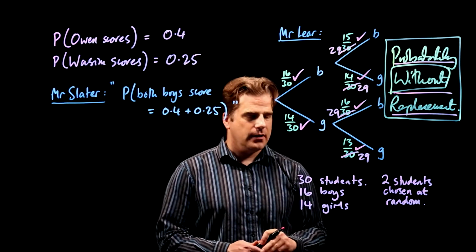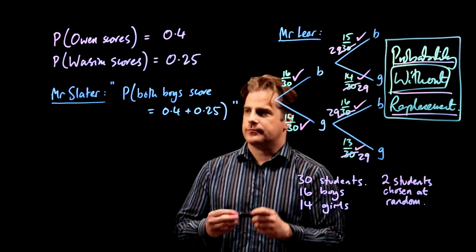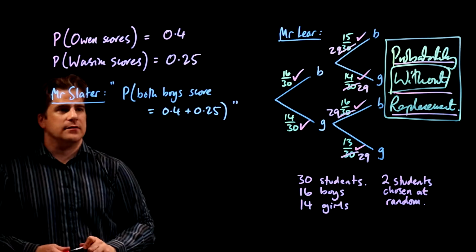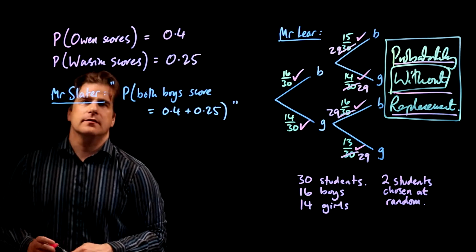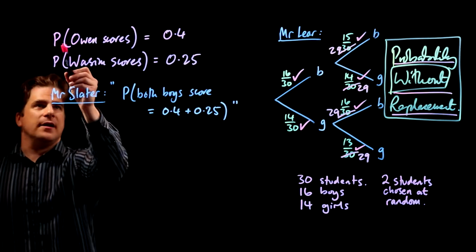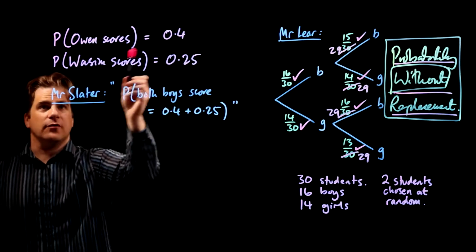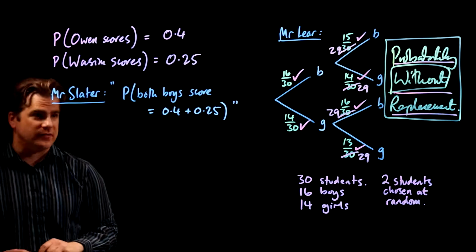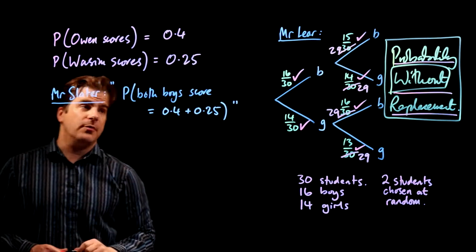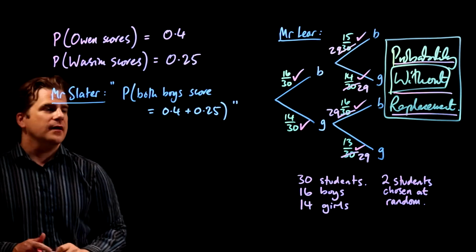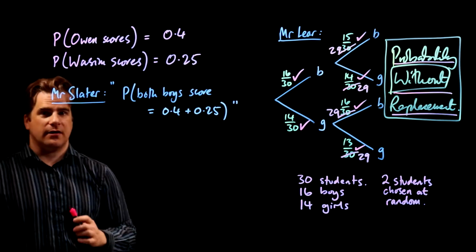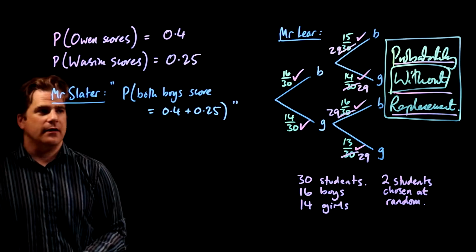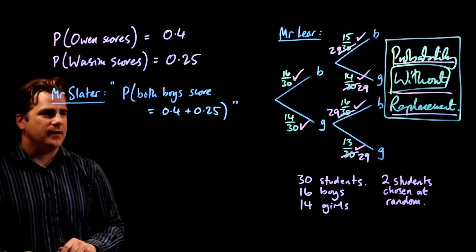Right, next one. Mr. Slater. So, there's a football game. The probability that Owen scores in this game is 0.4. The probability that Wazim scores is 0.25. And Mr. Slater claims that the probability that both boys score in the same game is 0.4 plus 0.25. Is he right? Is he wrong? And why? Well, he's wrong as well.